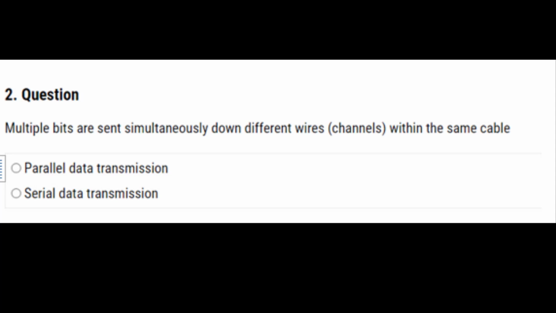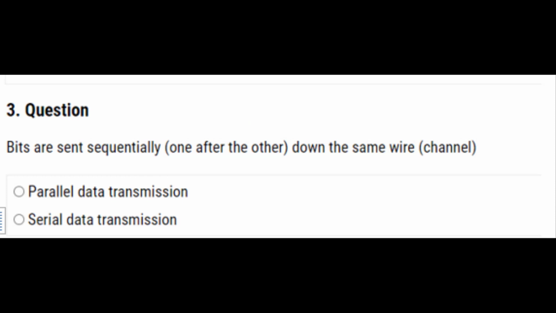Okay, question number 2: multiple bits are sent simultaneously down different wires or channels within the same cable. Since we're asking about different wires here, which method is it, parallel or serial? The answer is obviously parallel data transmission, because in parallel data transmission, multiple bits can be sent simultaneously, compared to serial data transmission, where they are sent sequentially. And since we're using different wires, it must be parallel data transmission.